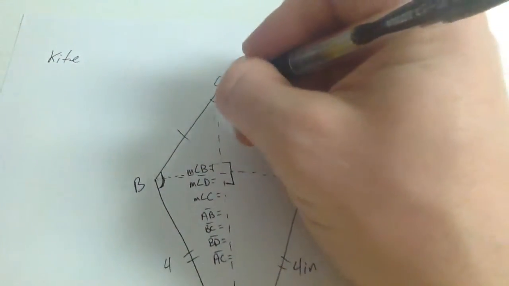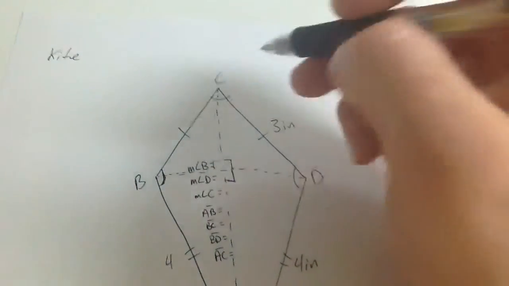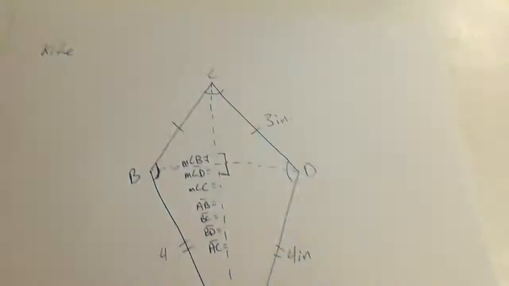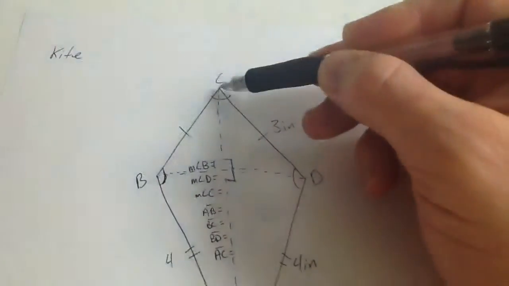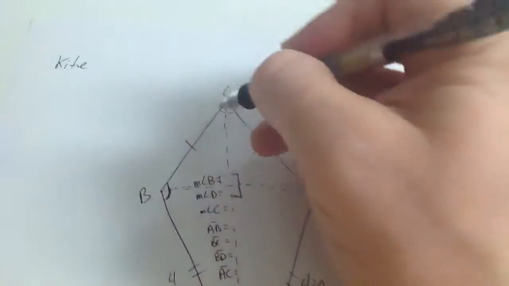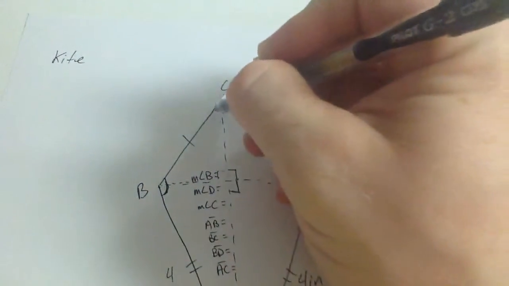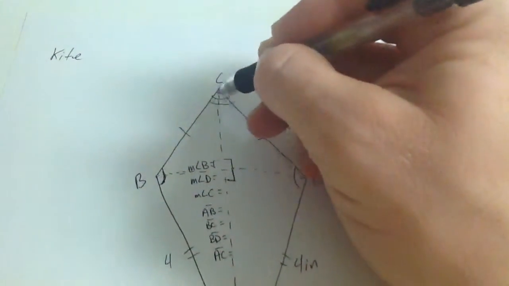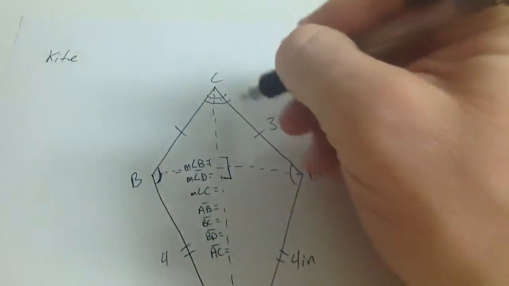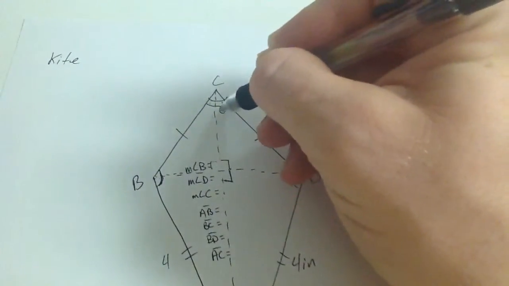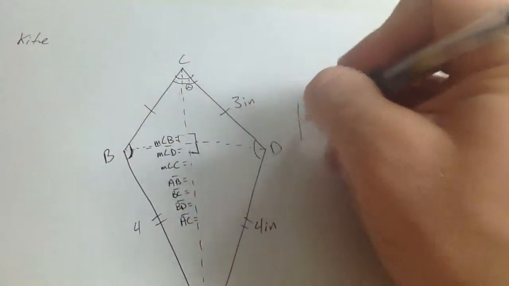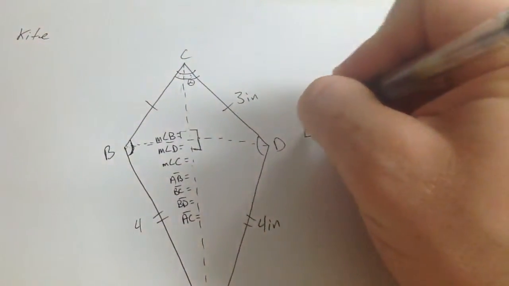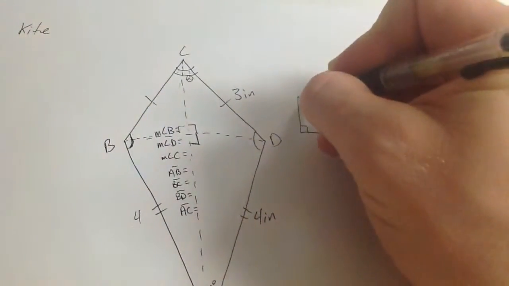I can figure out this angle. Remember, one of the definitions said that the long diagonal bisects the shape. That means this diagonal going down cuts this angle perfectly into two equal parts. That's nice, because if I take this right triangle up here and figure out this angle, I can just double it and I'll know angle C. So I'm going to draw a little triangle up there. That's my angle I'm looking for.